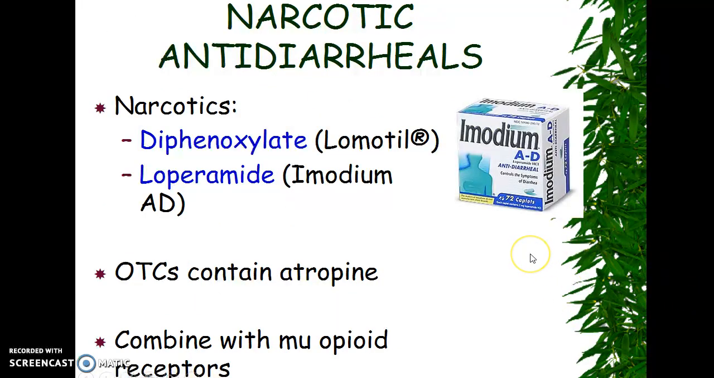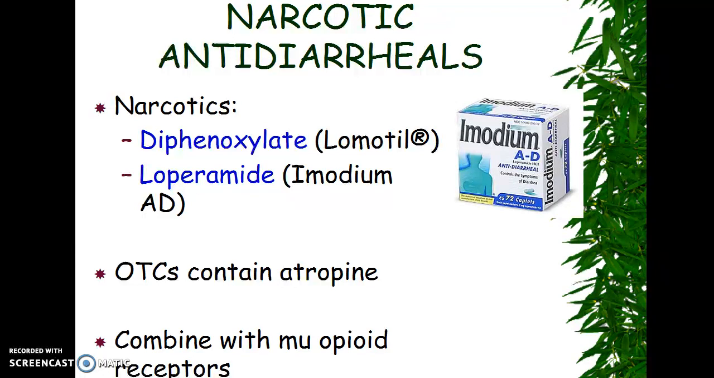There are more powerful prescription versions, but for the most part, we usually stick to the over-the-counter types. So the two types that are pretty readily available are Lomotil and Imodium. There's diphenoxylate, which is Lomotil, and loperamide, which is Imodium AD, AD for antidiarrheal. And the over-the-counter versions contain atropine.